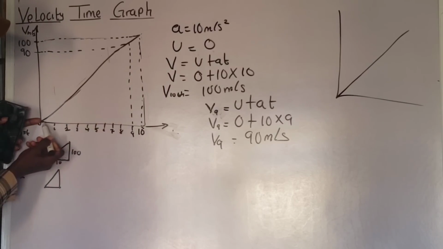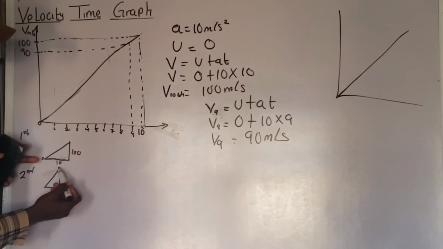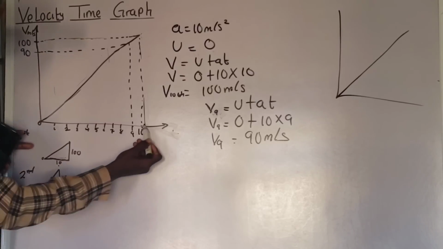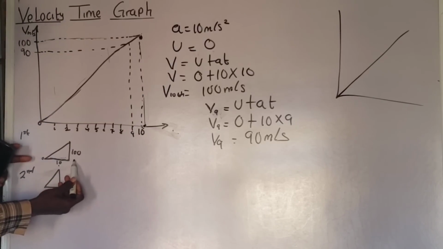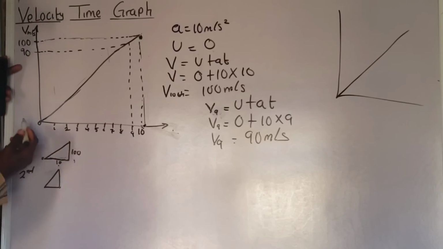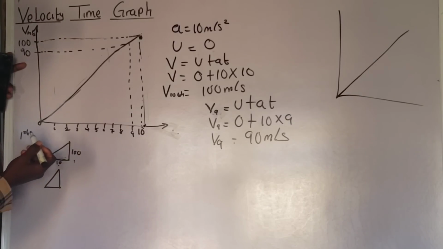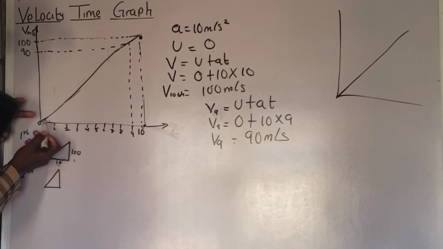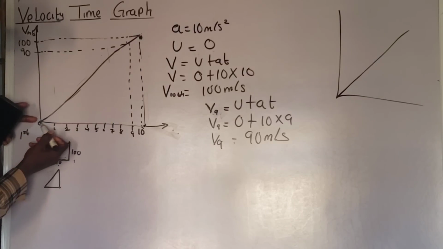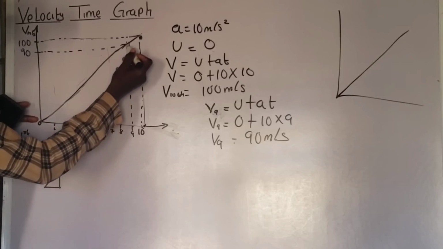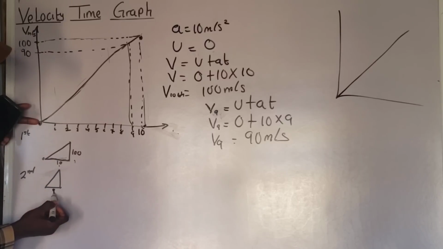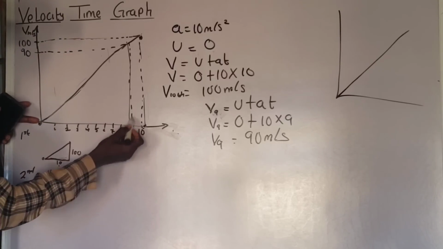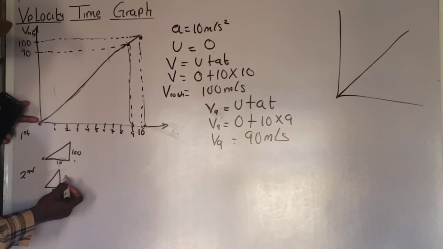The base from this point to this point is what? 10. That's why I have 10 here. And the height from this point to this point is what? 100. That's why I have 100 here. Now, let's look at the second one. This is the triangle. For the second one, from this point to this point is what? 9. So I'm going to have 9 here. And from this point to this point is what? 90. So I'm going to have 90 in this place.